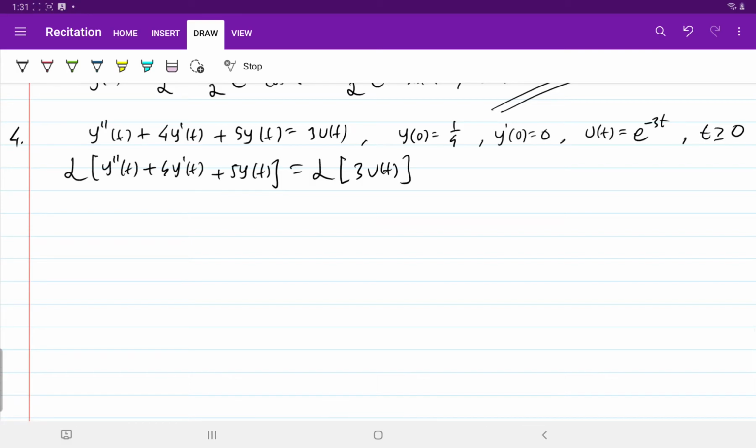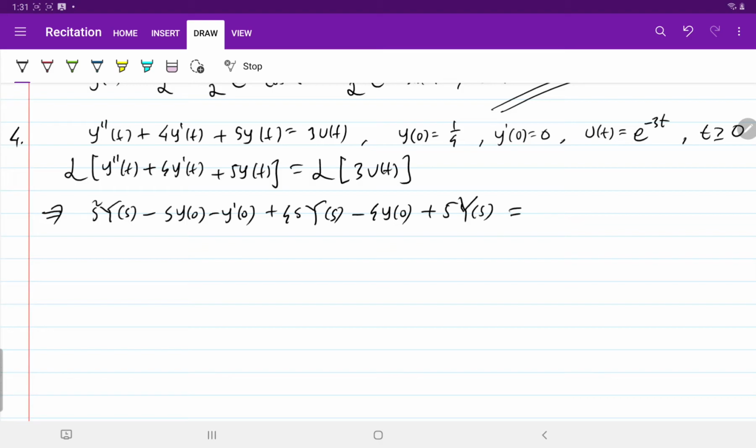Okay, here you have s squared times y of s, minus s y(0) minus y prime (0), and then plus 4s y of s minus 4y(0), and then plus 5 y of s, and the Laplace of 3 u t, where u t is e to the power minus 3t, so you have 3 over s plus 3. Okay.